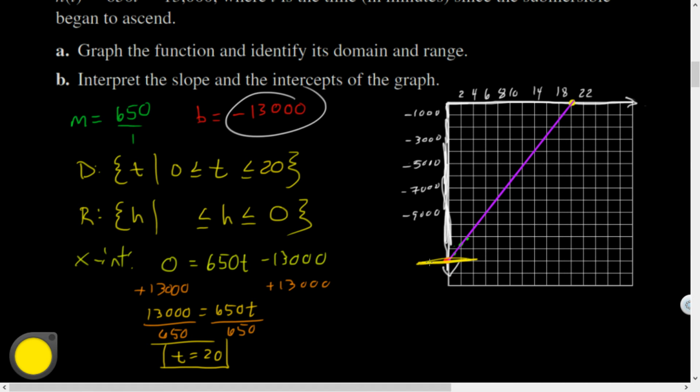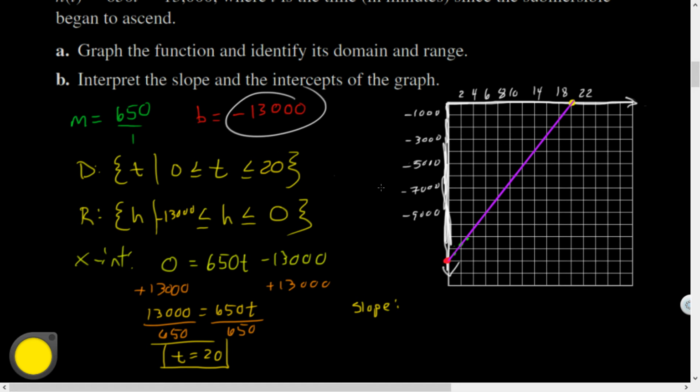And then what was the smallest y value it had? Let's see, the biggest it got to was 0, which we'd already predicted. Yeah, these are negatives. So what's the lowest y value here? Yeah, negative 13,000, right? So that's kind of my domain and range. Now it says interpret the slope and the intercepts of the graph. Okay, so for part B, the slope, what does that mean in terms of this problem?